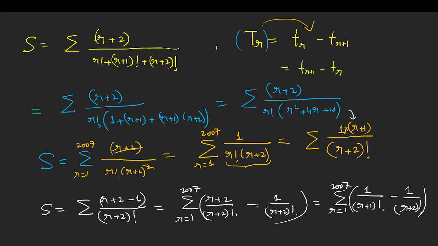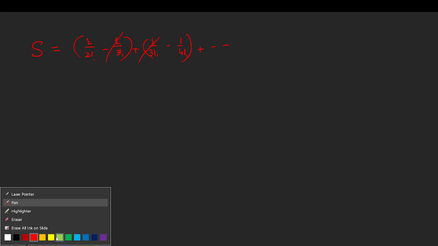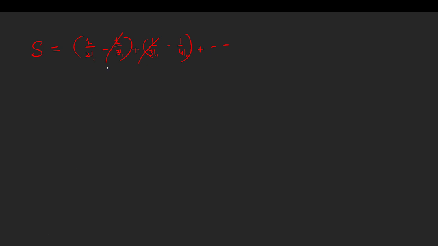Okay, so now start with your r equal to 1. So what do we get? We get 1 by 2 factorial minus 1 by 3 factorial, and similarly when r is 2, 1 by 3 factorial minus 1 by 4 factorial, and so on and so on. The first term gets cancelled with 1 by 3 factorial. That means we are going to be left with this term.